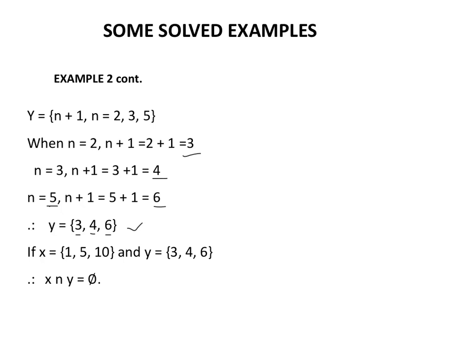So now that we've listed the elements in these sets, we'll go ahead to check for X intersection Y. Elements in set X are 1, 5, 10, and elements in set Y are 3, 4, 6. As we can see, they have no elements in common, and so the set X intersection Y is an empty set. It has no element in it. So that is why we say it is an empty set.